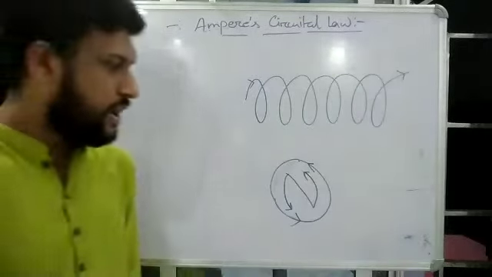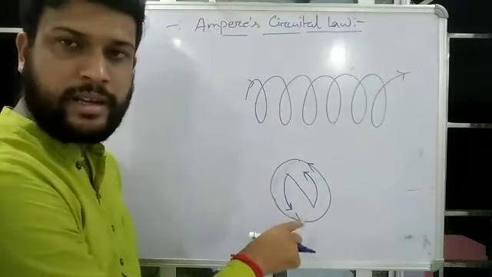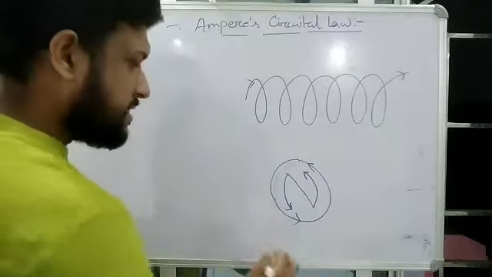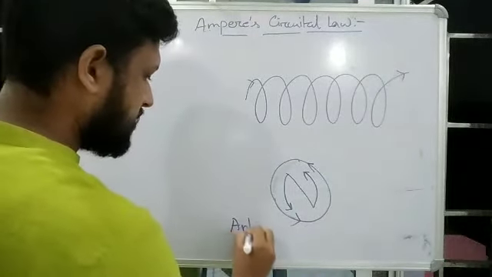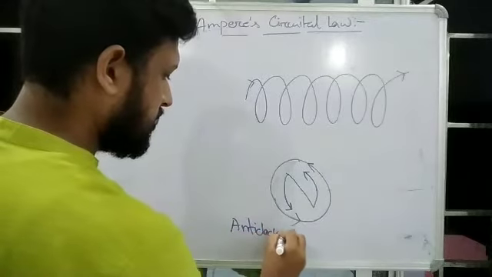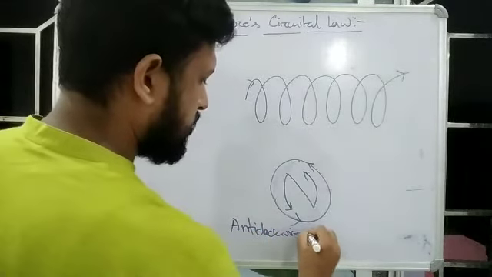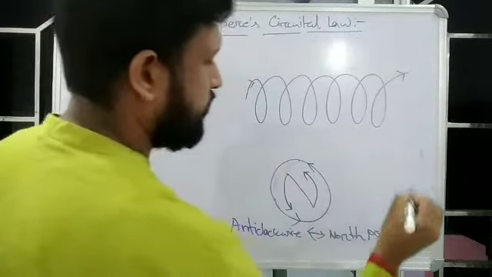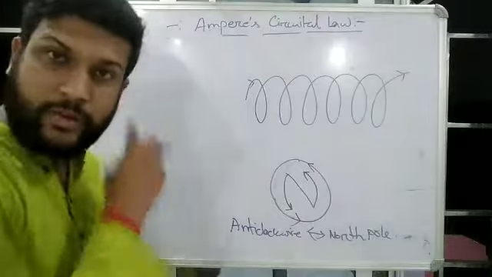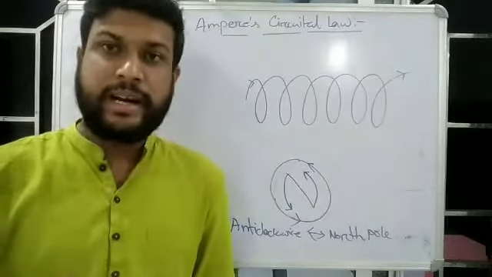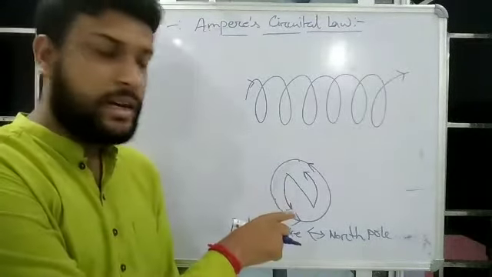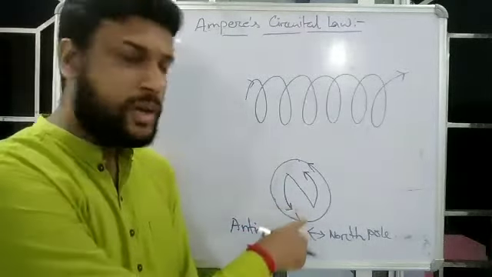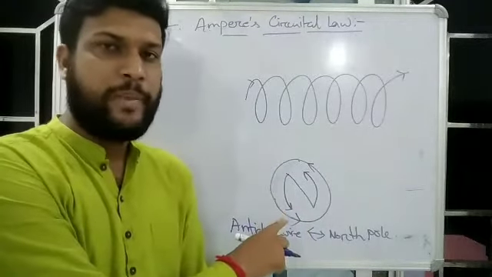So see, for anti-clockwise rotation, I have drawn an N inside it, right? So it means anti-clockwise corresponds to North Pole. Whenever you see in a circle that the current looks anti-clockwise in rotation, that particular face will behave as the North Pole of the magnet.